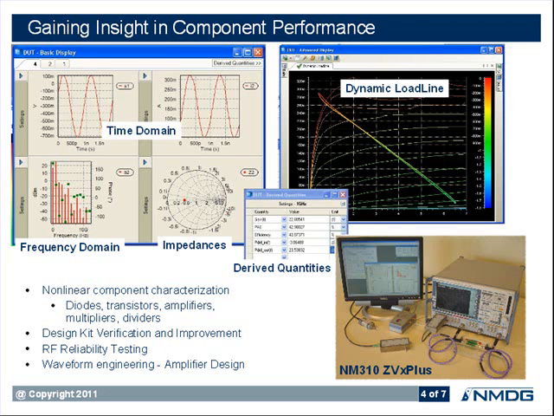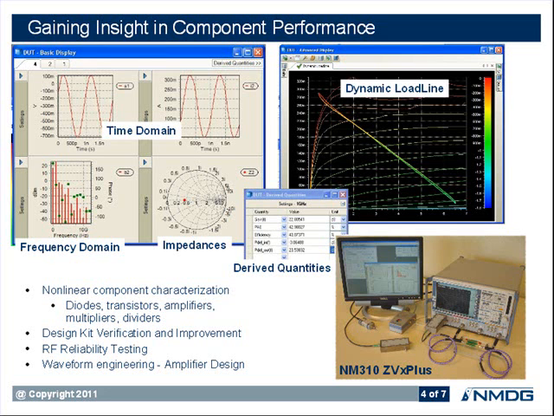Additionally, it is possible to have a look at the dynamic load line and to visualize on the fly, almost in real time, derived quantities from this voltage and current behavior of your transistor or amplifier or device under test, like for example P delivered in, P delivered out, power added efficiency, gain, and so on.